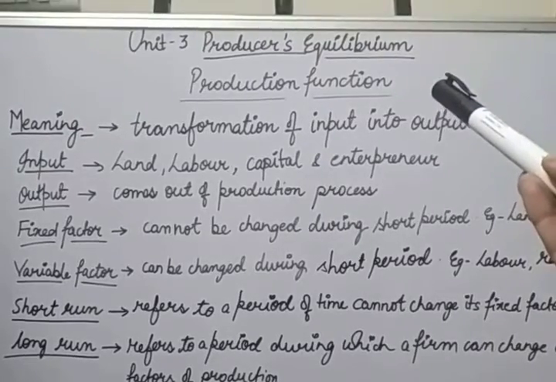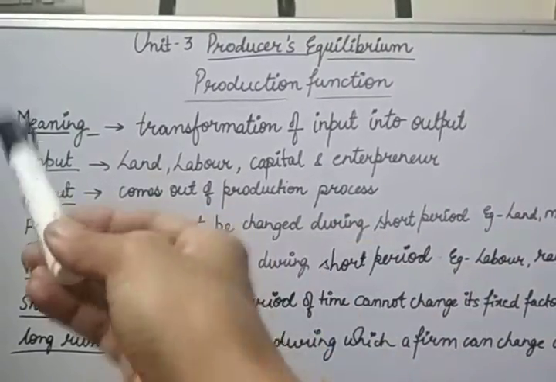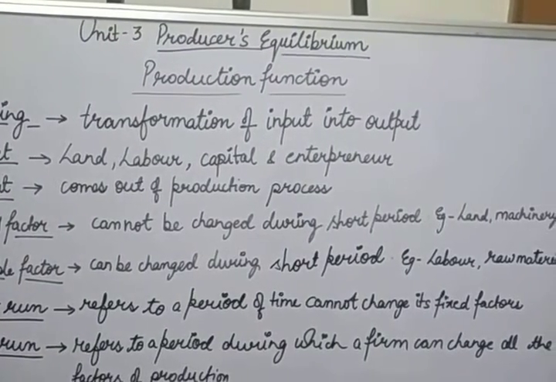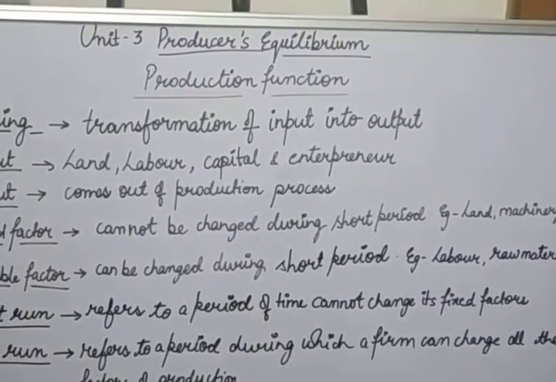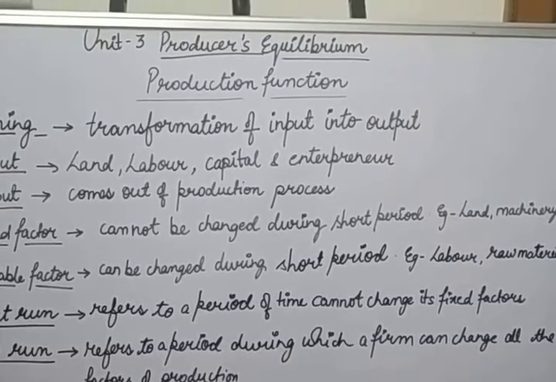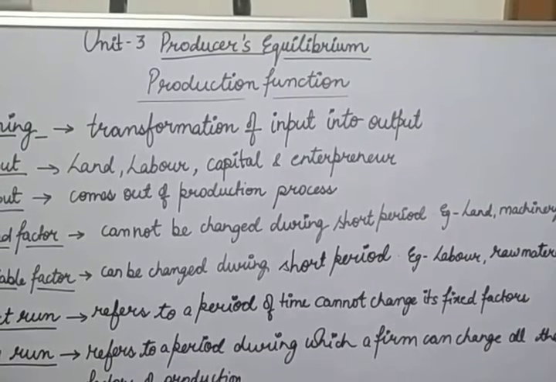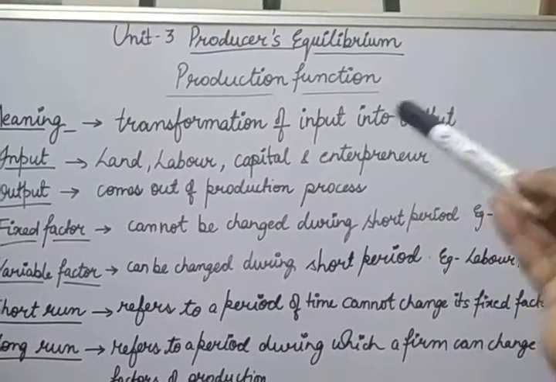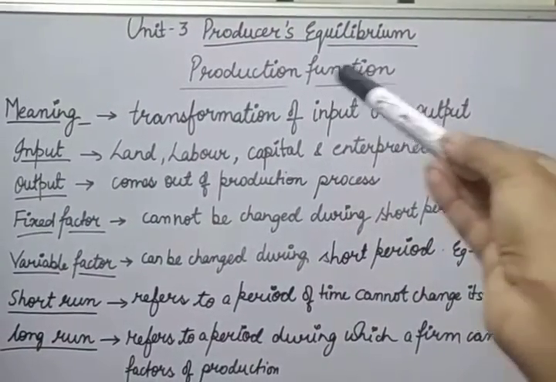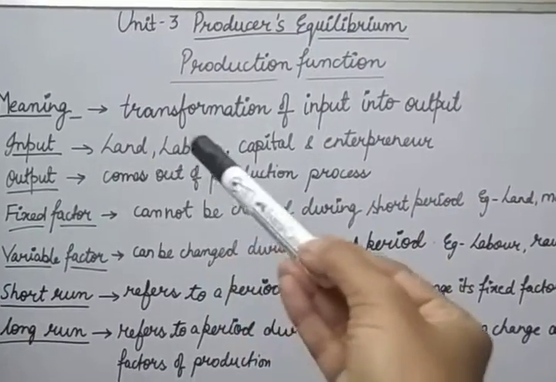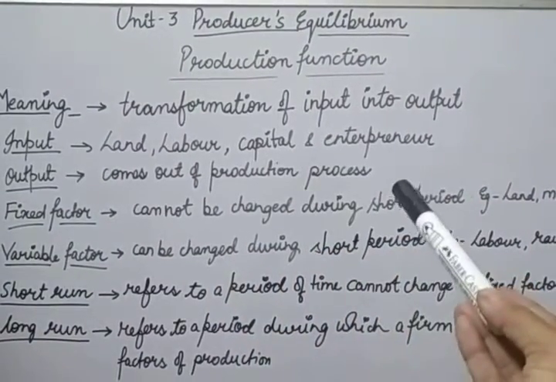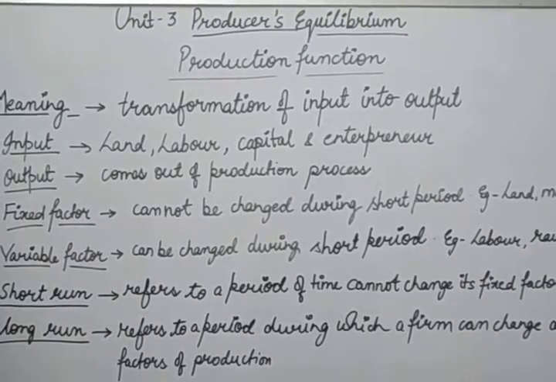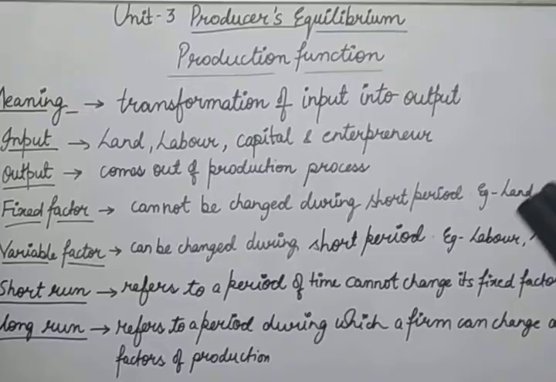First of all, understand the meaning of the production function. Production function can be defined as the creation or the addition of utility in a commodity, or maybe you can say transformation of input into output. Now what do you mean by input? Input means land, labor, capital, entrepreneur. These refer to factors of production which can be converted into the output.